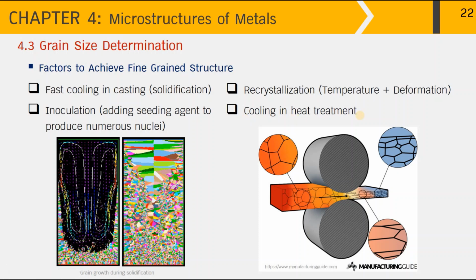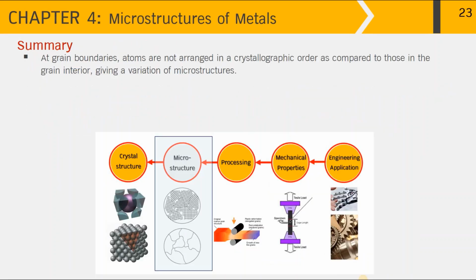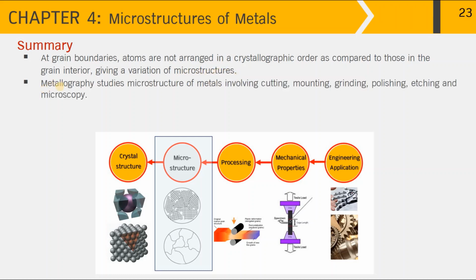For example, normalizing of carbon steel, which I will explain later in the chapter that is related to processing and heat treatment. Now we can come to the summary of microstructures of metals. At grain boundaries, atoms are not arranged in a crystallographic order as compared to those in the grain interior, and that will give a variation in microstructures of metals. So metallography, which studies the microstructure of metals, is very useful for engineers in order to understand metal microstructures and to predict their properties.